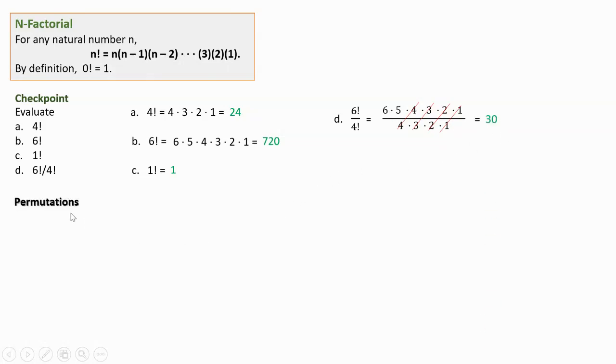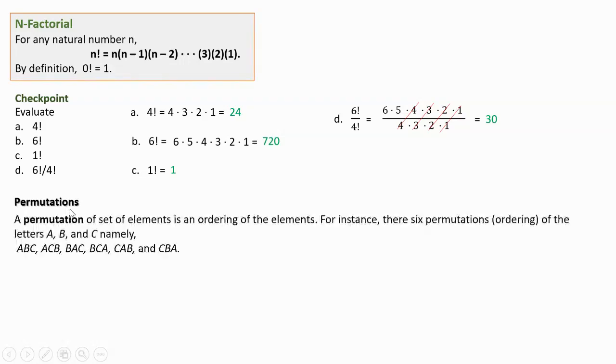Now comes permutations. A permutation of a set of elements is an ordering of the elements. For instance, there are 6 permutations, or orderings, of the letters A, B, and C: ABC, ACB, BAC, BCA, CAB, and CBA. That means that the order matters.